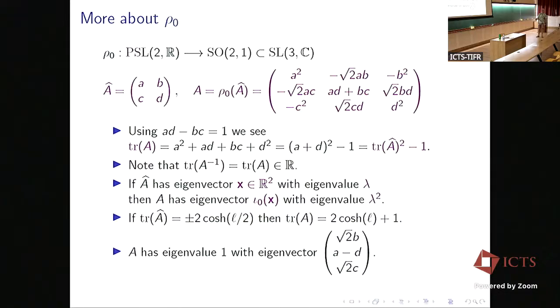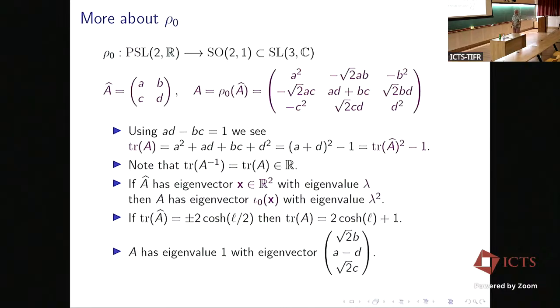So that means that the trace of A hat is equal to that, then the trace of A is equal to, well, in fact, you can just see here that the trace of A is now 2 times the translation length plus 1. And we just observe that A always has an eigenvector with eigenvalue 1.